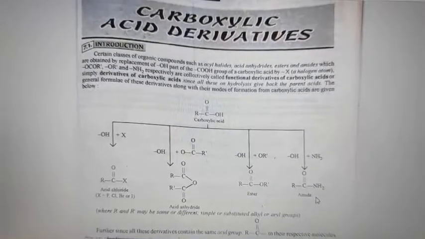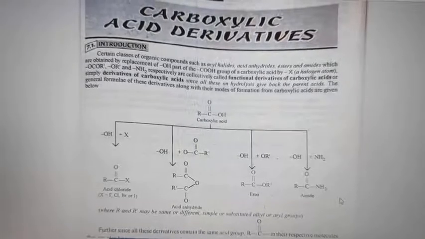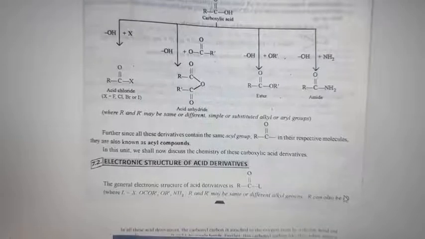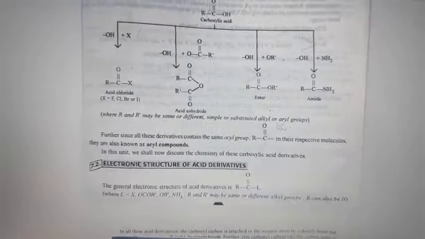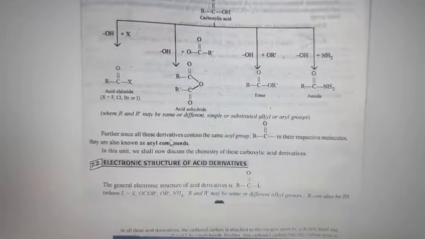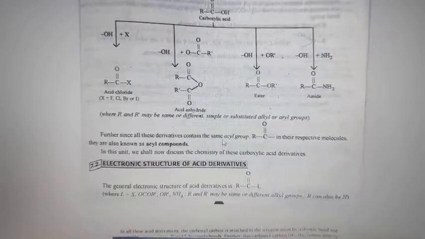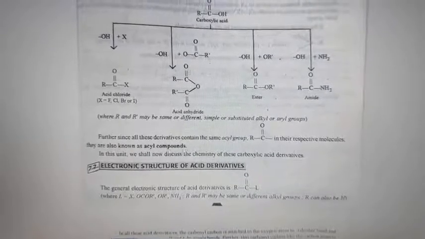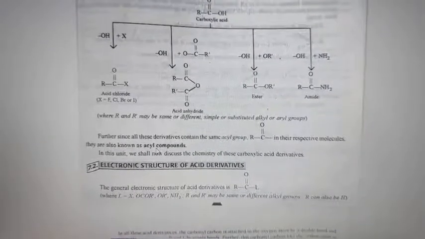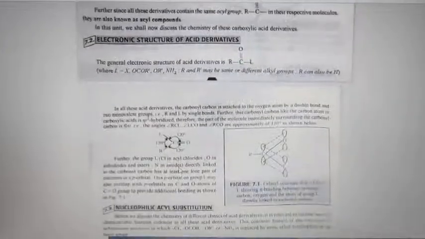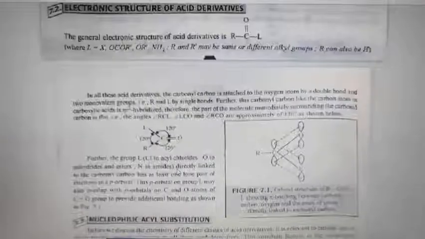In all these cases, R group and R dash may be the same or different, so simple or substituted alkyl or aryl groups may be there. Further, since all these derivatives contain the same acyl group in their structure, they are also commonly known as acyl compounds. The next topic is electronic structure of acid derivatives.